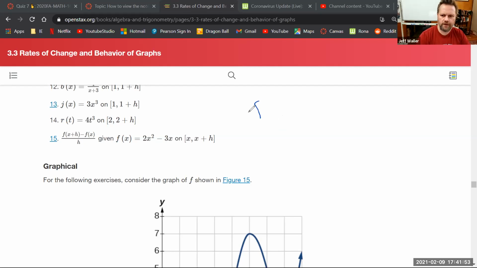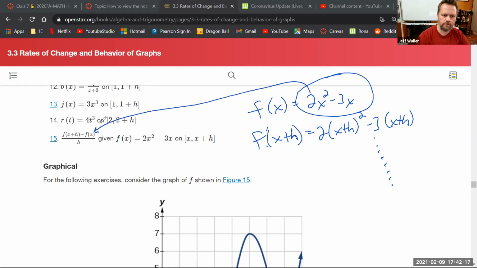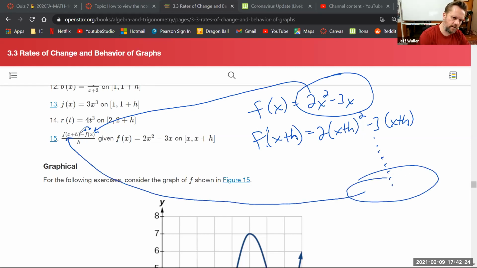So if f of x is 2x squared minus 3x, f of anything would be twice that thing squared minus 3 times that thing. And now you have to simplify that. And then you put that there. You have to distribute the negative, remember? And you put the answer you get there.